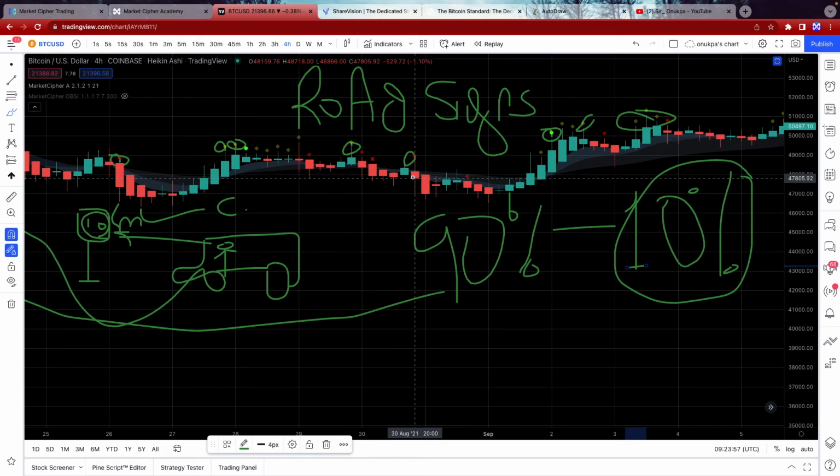So that's why I would recommend Market Cipher for people. Again, obviously, Market Cipher is the best script right now. I'm not gonna lie about that. This is the gospel truth.